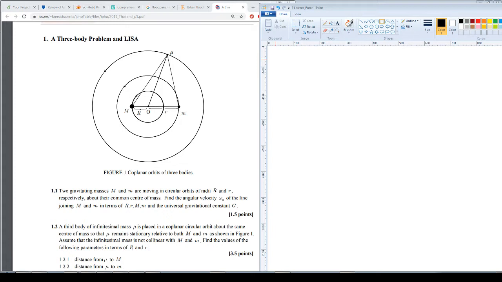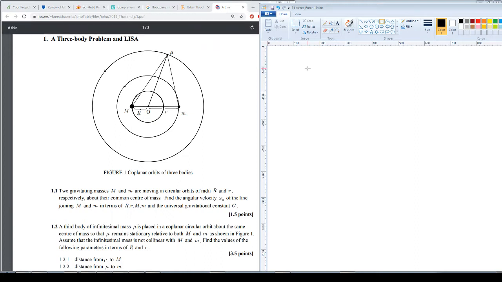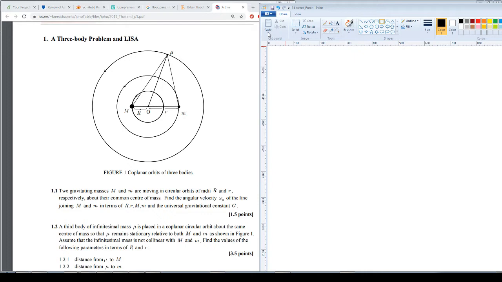Okay, so step 1.1 is relatively simple. It's just a binary star system, and you probably remember you can even do a reduced mass system.